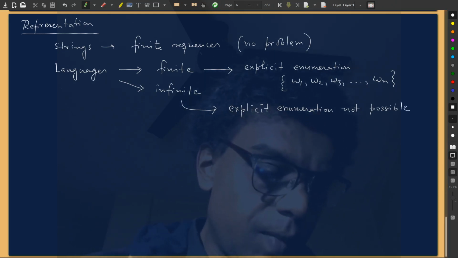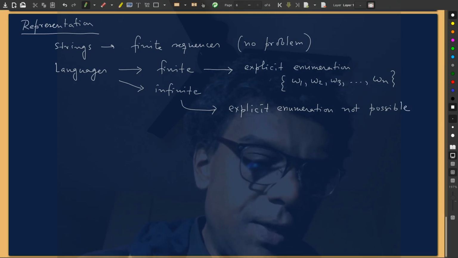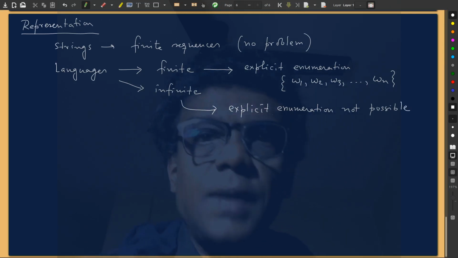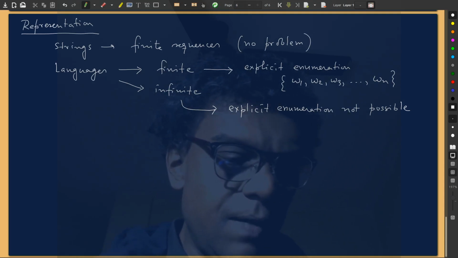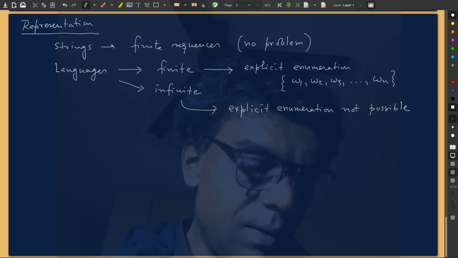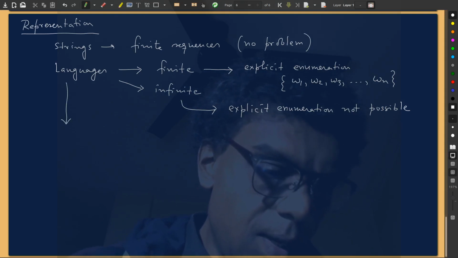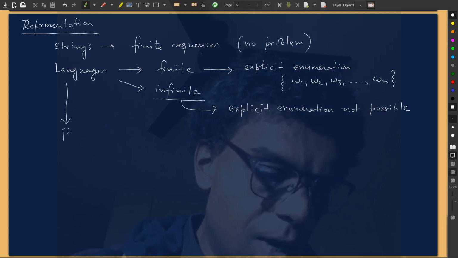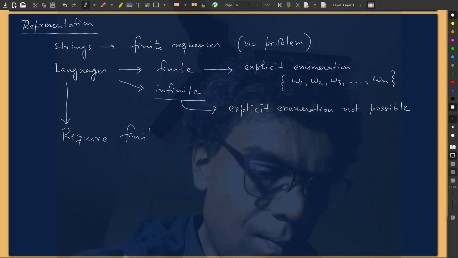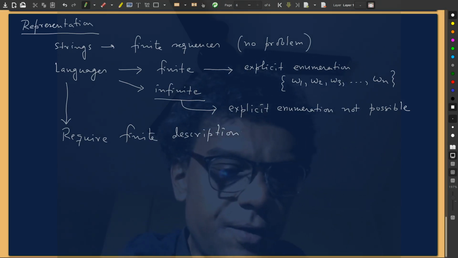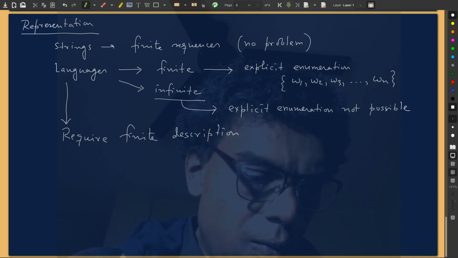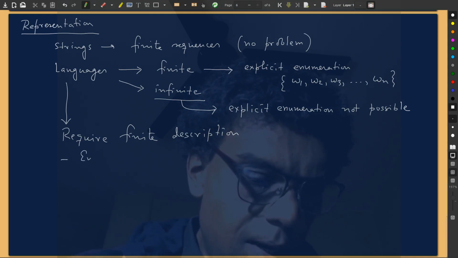So languages, particularly the infinite ones, need some other mechanism for being represented in a finite amount of space. Particularly these infinite ones require finite descriptions. And we have seen quite a few examples in the first lecture. This can be done, for example, in an English-like language.